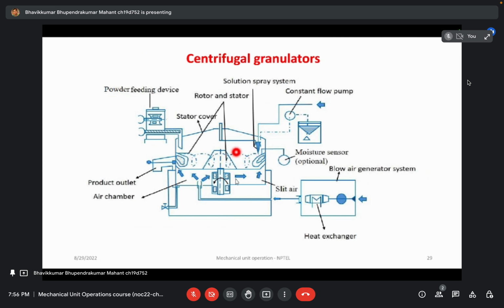Okay, so here we will feed our material. It has a feeding device also, and then it will move into the centrifugal section. So this is the air chamber. Product will be outletted there, as air will be provided at the end, and a solution spray system will be there. This is a similar kind of setup like the other granulators. You can understand that the product outlet will be here, not a very complex thing.